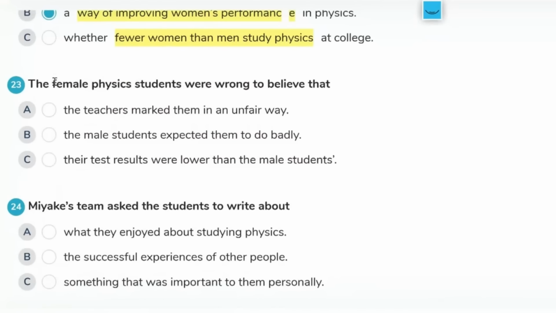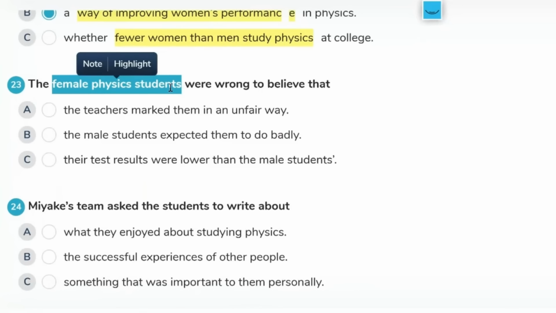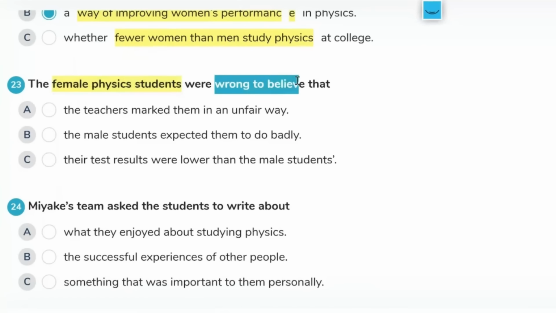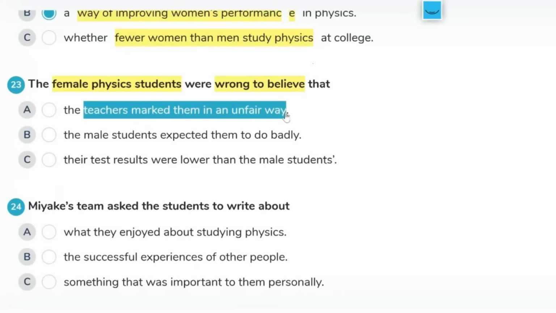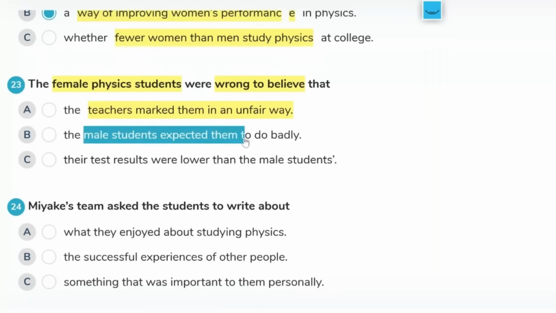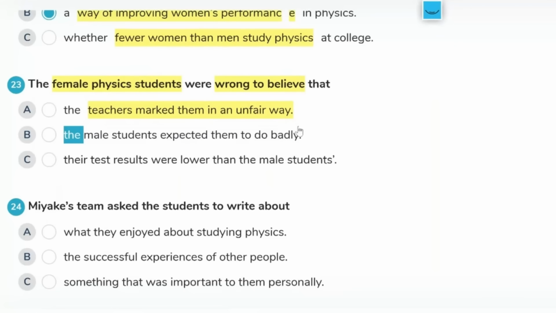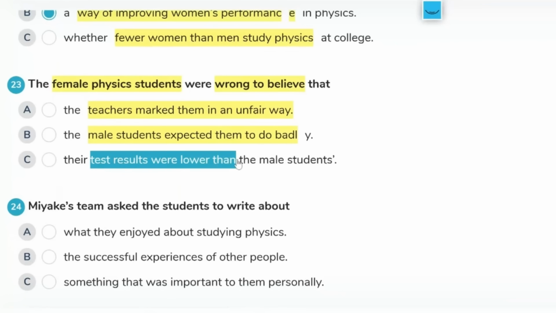Now, female physics students were wrong to believe something. They believed something and their belief was wrong. So out of 3 beliefs, 1 belief was wrong. The first belief: teachers marked them in an unfair way. Usually, students think that sir didn't give us good marks. Male students expected them to do badly. Male students said women will fail in physics. So they expected them to do badly, and test results were lower than male students.